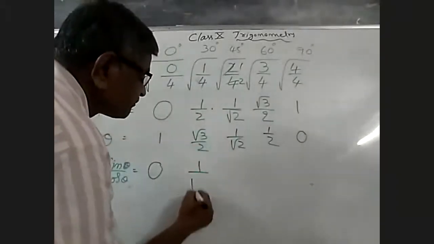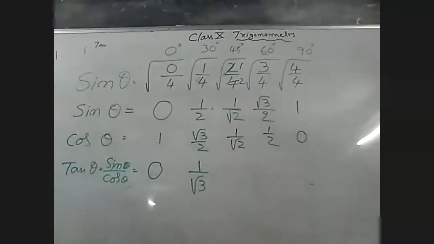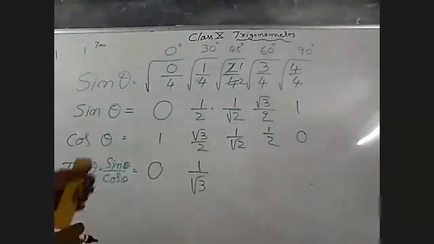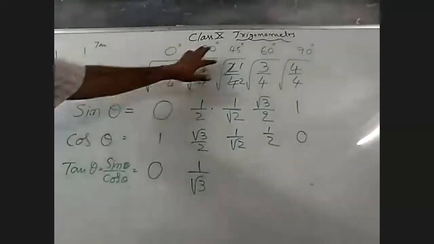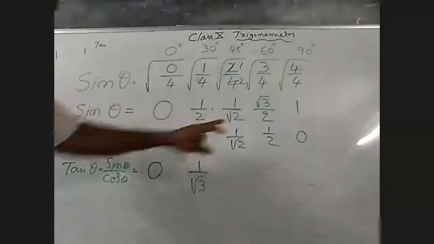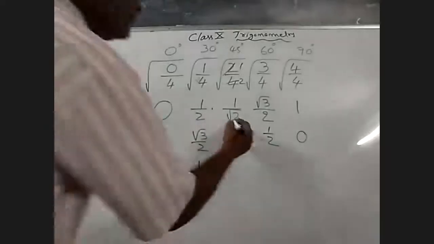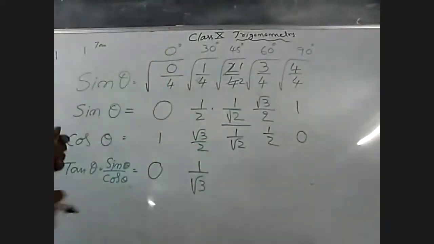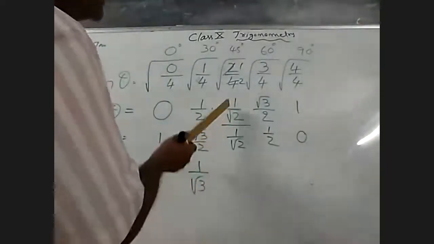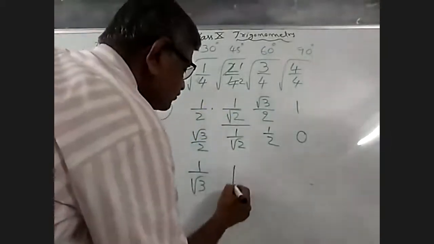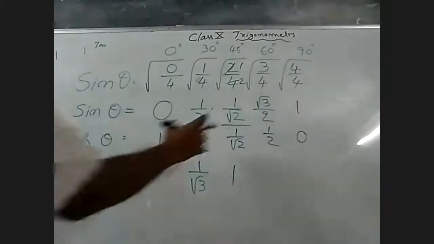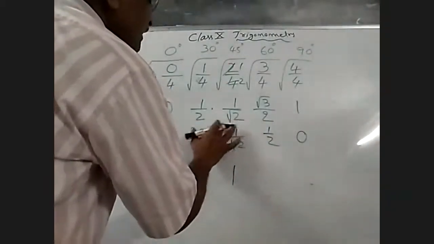Now tan 30. Tan 30 means sin 30 by cos 30. Sin 30 is half, divided by root 3 by 2. In your mind, the 2 gets cancelled and you will get 1 by root 3. Next, similarly tan 45: here sin 45 by cos 45. So you must do it like that in your mind. 1 by root 2 by 1 by root 2 automatically gives 1.